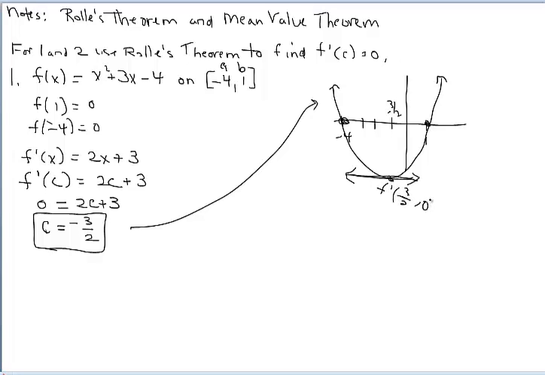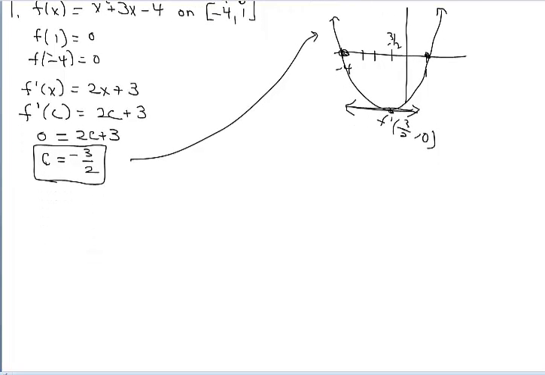So we found the c value at which we have a horizontal tangent line. That's all Rolle's theorem is. We've been doing problems of that nature, and so now we're just putting a name to it. Okay, so let's look at another example.